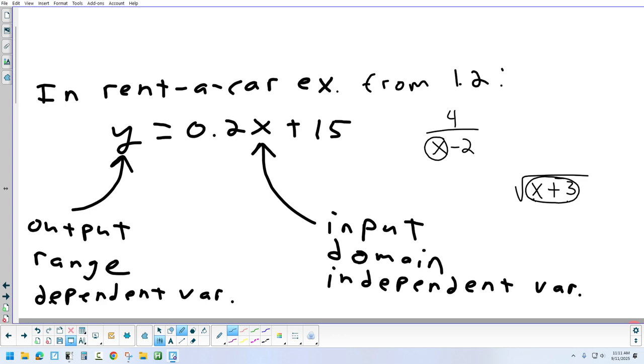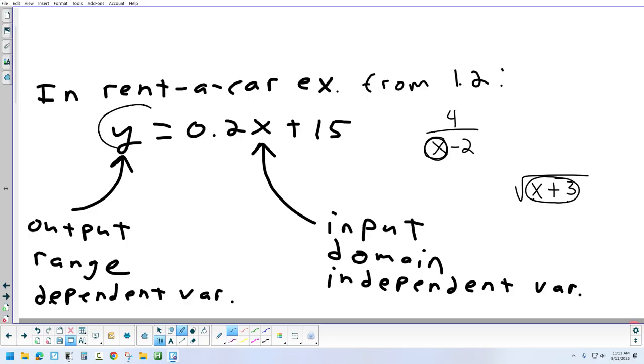Right, but those are really the only 2 things that we have to be careful about when we're finding domain. Do you have a square root in your problem? Okay, if you do, we have to be careful. Or do you have a fraction with a letter in the bottom? We have to be careful with that too. But that's pretty much it.